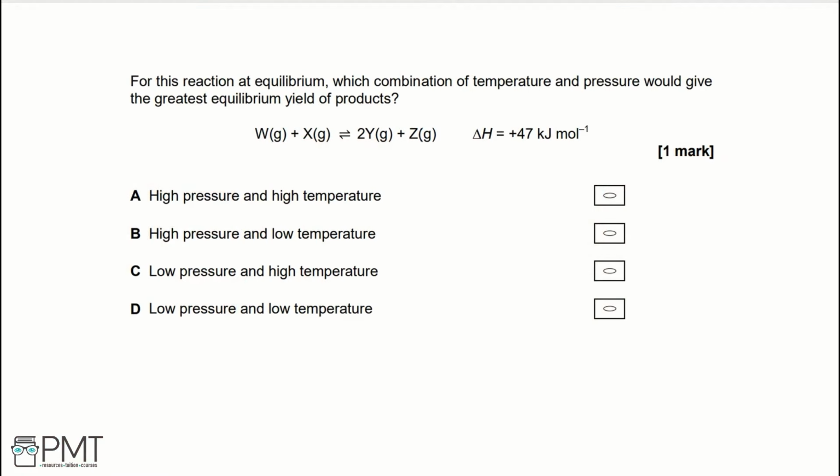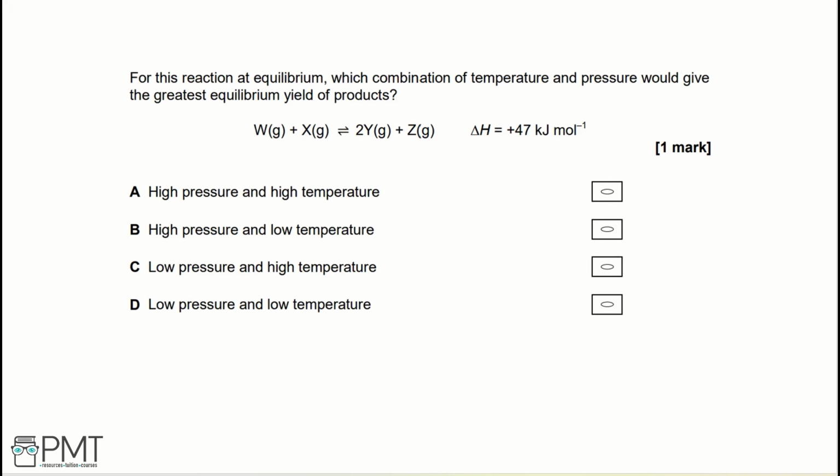For this reaction at equilibrium, which combination of temperature and pressure would give the greatest equilibrium yield of products? A. High pressure and high temperature. B. High pressure and low temperature. C. Low pressure and high temperature. Or D. Low pressure and low temperature.